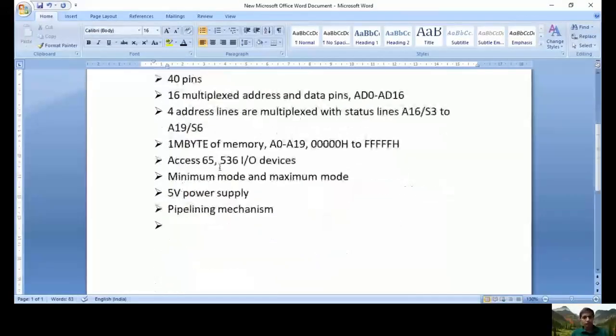But because of the pipelining mechanism, in the 8086, fetching and execution are done simultaneously. The bus interfacing unit fetches the instructions, and during this time the execution unit executes the previously fetched instructions. For example, one instruction is already fetched, it enters the execution unit and executes, and during this time the bus interfacing unit fetches the next instruction. Because of that, it takes less time to execute all the instructions. That's the advantage of the pipelining mechanism.